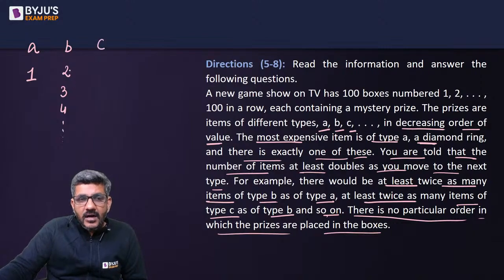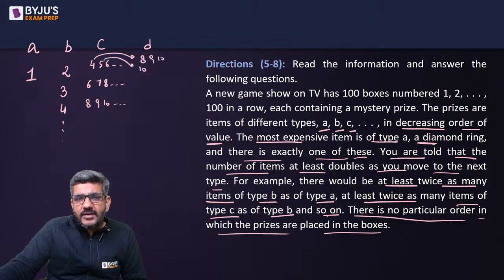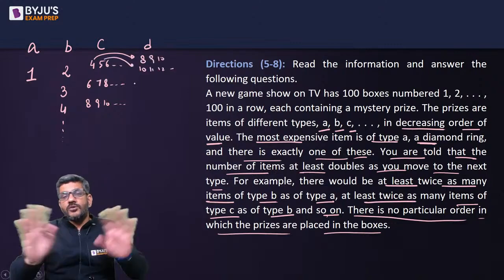Type C, अगर ये 2 है तो ये 4, 5, 6 वगैरह हो सकती है. अगर ये 3 है तो ये 6, 7, 8 एटसेट्रा हो सकती है. अगर ये 4 है तो ये 8, 9, 10 एटसेट्रा हो सकती है. एंड सिमिलरली D, अगर 4 है तो वो 8, 9, 10 एटसेट्रा. 5 है तो 10, 11, 12. That way it is going on, right?